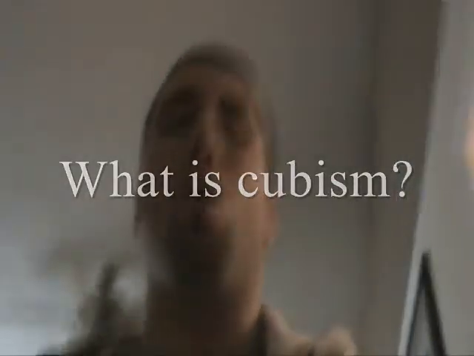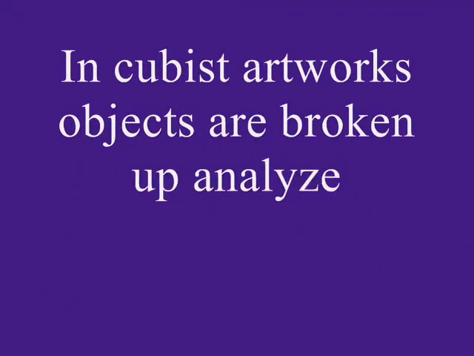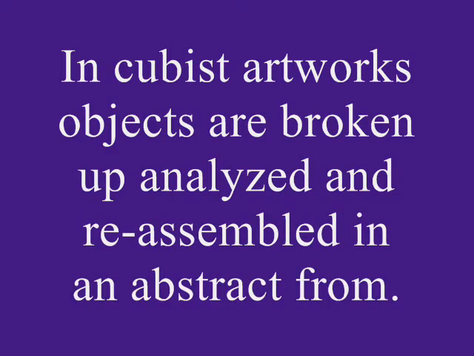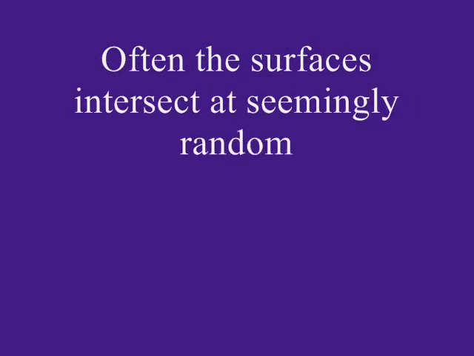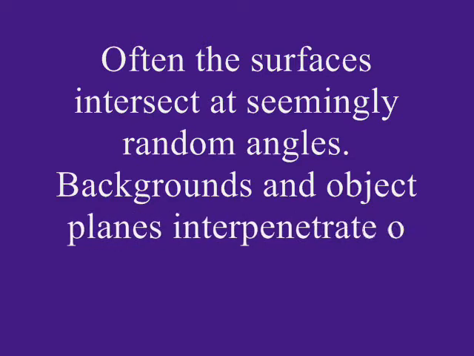Alright, so now that you've seen a few pictures, let's talk about exactly what is Cubism. In Cubist artworks, objects are broken up, analyzed, and reassembled in an abstract form. Often the surfaces intersect at seemingly random angles. Backgrounds and object planes interpenetrate one another.